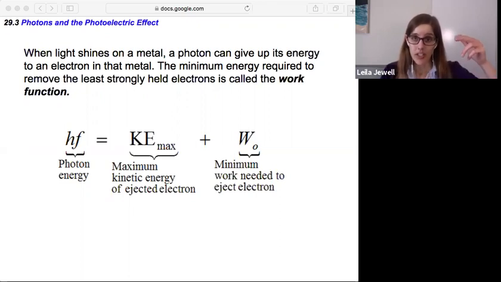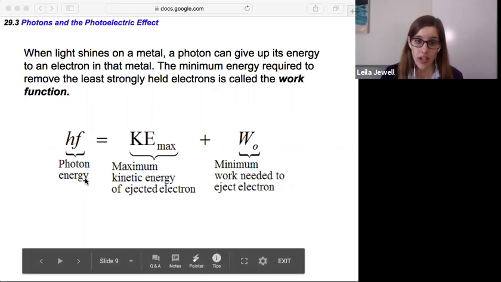So the photon is kicking the electron out. The minimum energy required to remove the least strongly held electrons, the electrons at the outer edge of the atom that are ready to leave, is called the work function. So the work function is described here, W0. That's the minimum work or energy needed to eject the electron. And that is related to the photon energy.